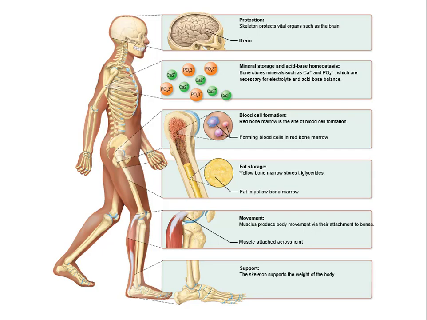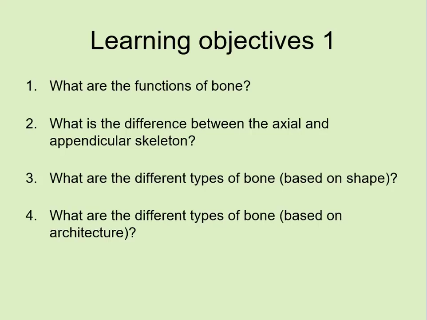There's no contractile element to them. There's no muscle-like feature to them. Muscles are the ones that do that, but they happen to attach to bones. Not in all cases, but in most cases with the case of skeletal muscles. And then lastly, support. So the skeleton itself, as you can see here, supports the weight of the entire body. And so these are the general functions then of bone. Okay, next learning objective then is to look at the difference between the axial and appendicular skeleton.